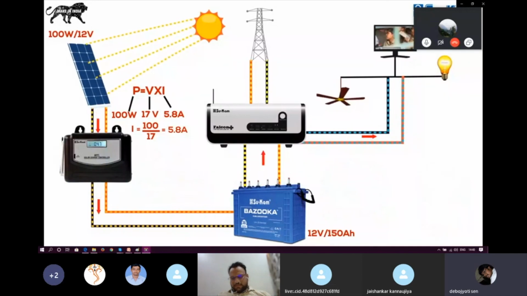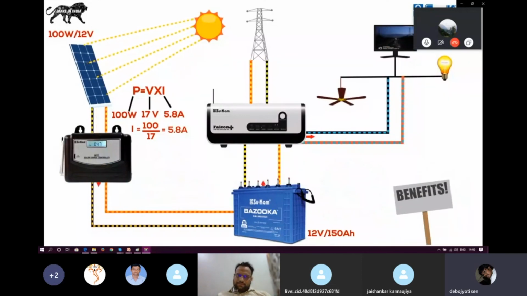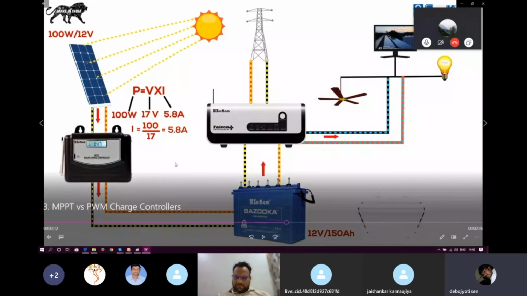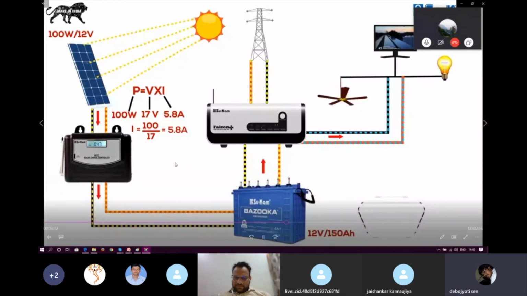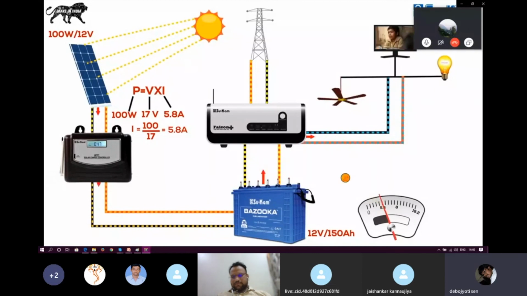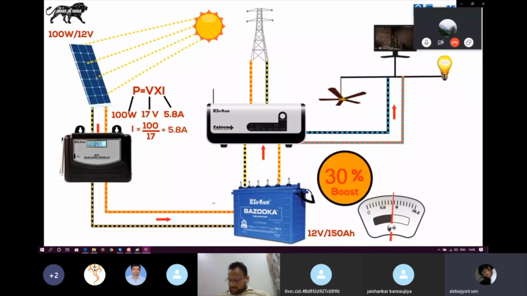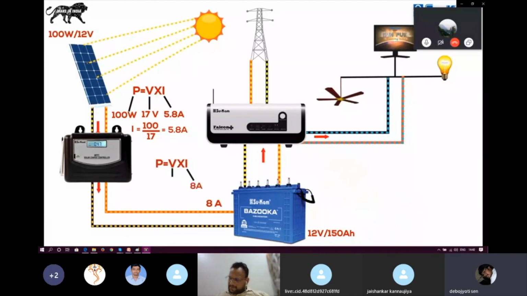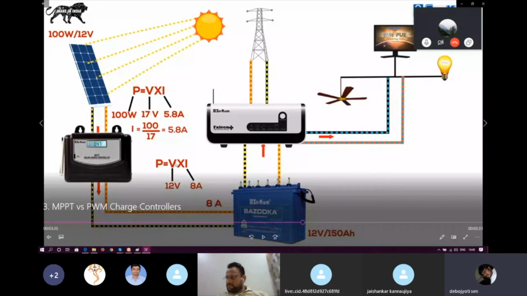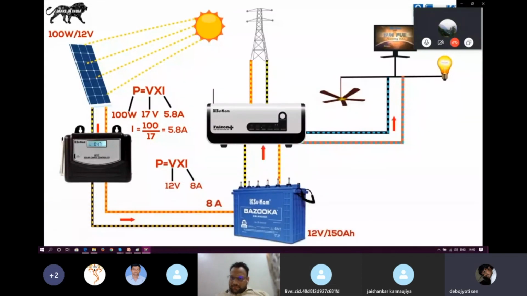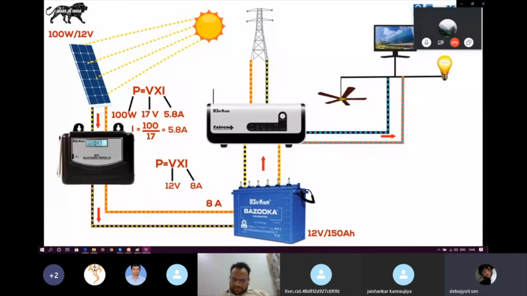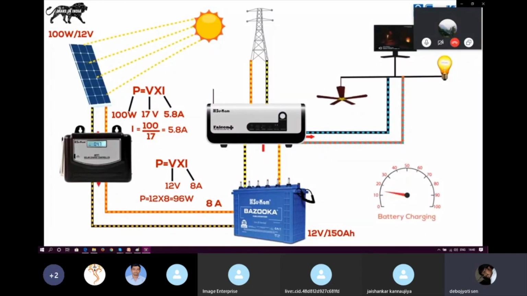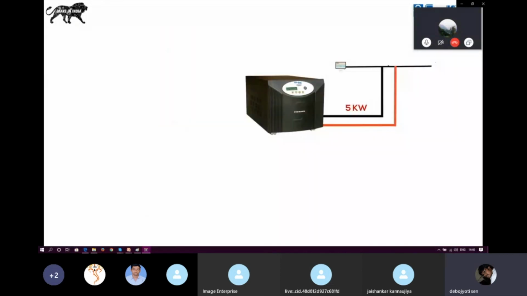Now we are changing the same setup to an MPPT, or smart one. What are the benefits? Considering the same equation, we have 100 watt, 17 volt being the highest, and 5.8 amps. It is getting charged, so it's a boost charge. It's getting charged at a current of 8 amps. Now, why is it getting charged at a current of 8 amps? Let's say our voltage is decreased to 12 volt. In this case, what it is going to do is keep the power constant and ultimately push the current up to 8 amps.